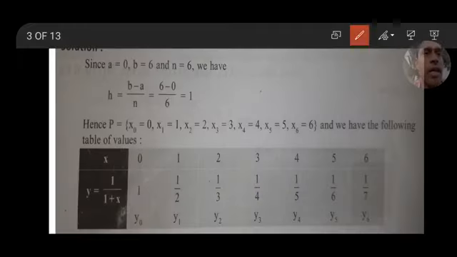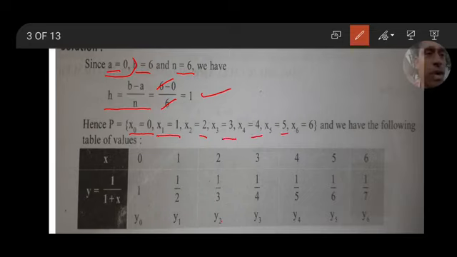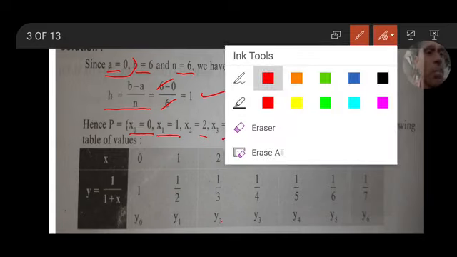Since here a equal to 0, b equal to 6 and n equal to 6, we have h equal to b minus a by n. That is 6 minus 0 by 6, 6 minus 0 means 6, 6 cancel, we get 1. So starting with a, that is x0 equal to 0, next adding h, 0 plus 1 is 1, 1 plus 1 is 2, 2 plus 1 is 3, 3 plus 1 is 4, 4 plus 1 is 5, 5 plus 1 is 6 up to b. In the table, 0 1 2 3 4 5 6 are the x values.